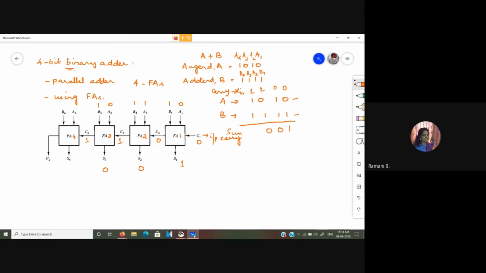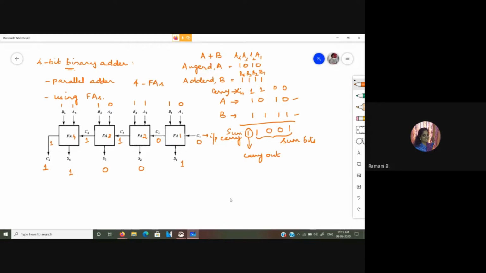So now the last, most significant bit, A4 is 1 and B4 is 1. So we have all three ones. So adding this, the sum will be 1 and the carry will be 1. So the sum is 1, carry is 1. So you can write it here, or you could take it over here and mention this as the carry out. And these are the sum bits. Okay. So this is how we perform addition generally.